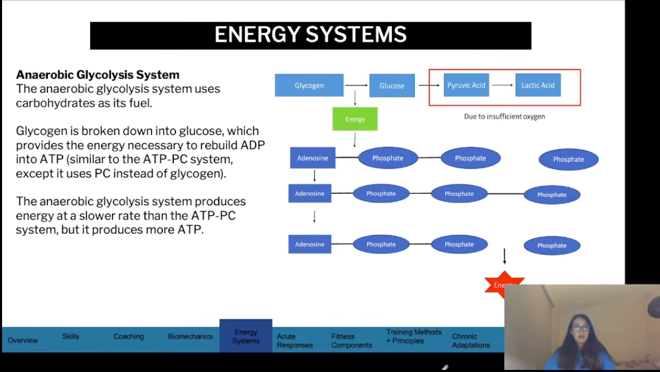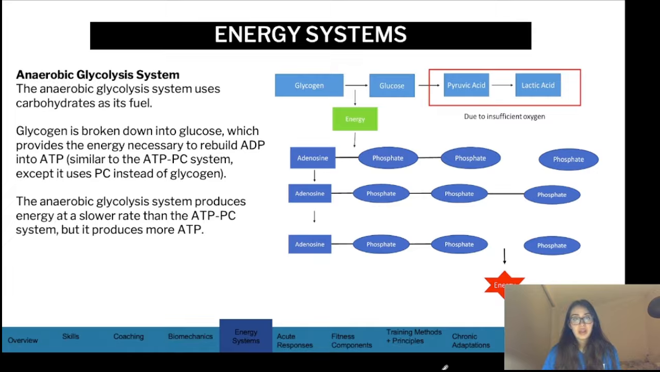We've got the anaerobic glycolysis system. This uses carbohydrates as its fuel, and you don't need oxygen for it. If you're puffed out, you know when you start running, in the first 10 seconds you're not getting enough oxygen. Your body hasn't yet adapted to the exercise, so you're still not breathing super fast yet, whereas you need to be breathing fast because you're activating your muscles very quickly. So what happens is your body uses these anaerobic systems, and it uses the ATP-PC system first, and then it uses the anaerobic glycolysis system because this does not require oxygen.